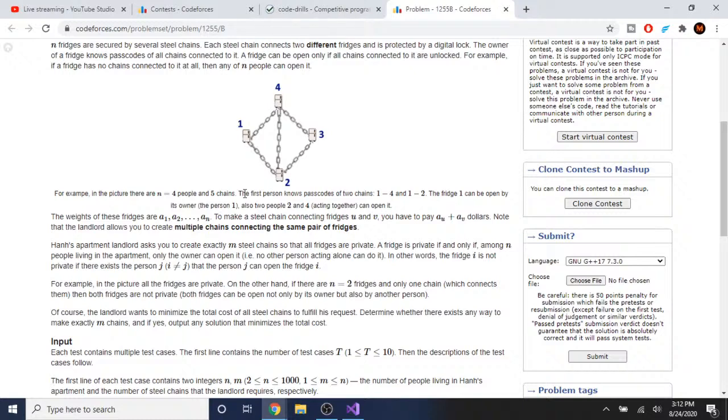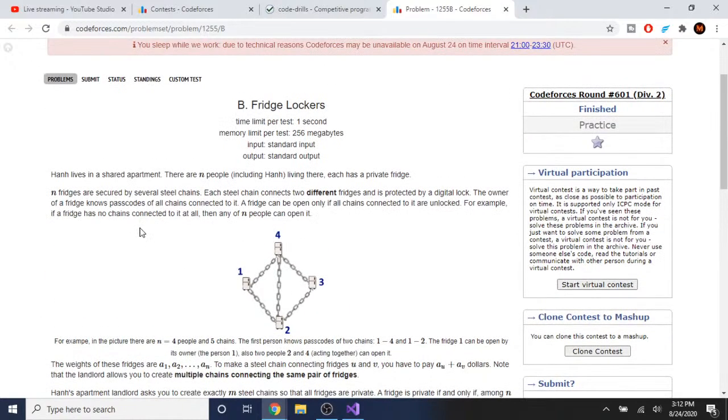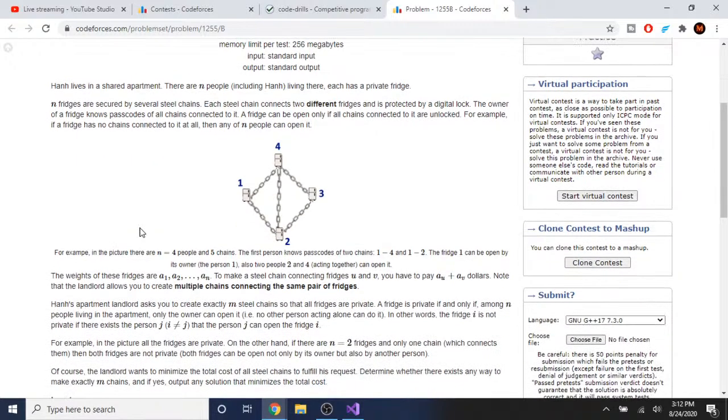So that means the fridge I is not private if there exists J. So if only the owner can open it, what does that mean? So the owner can only open it if it's unlocked, right? So the weights are here. Hold up. A fridge can be opened only if all chains to it are unlocked. How do I know if a chain is unlocked? If a fridge has no chains at all, then any N people can open it. But did I ever talk about unlocking?